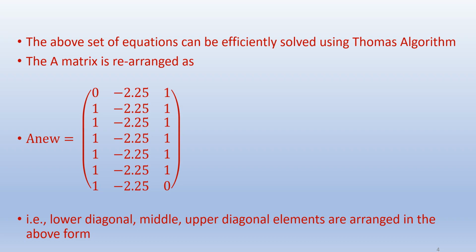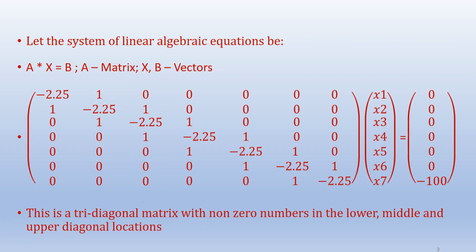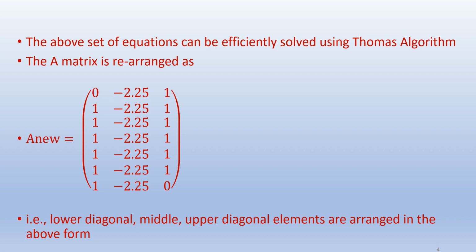The previous matrix A, for example, is arranged as here. This is the original A matrix, which is 7 by 7 here, and we ended up with 7 by 3. So we have basically eliminated 7 by 4 element locations in the matrix.